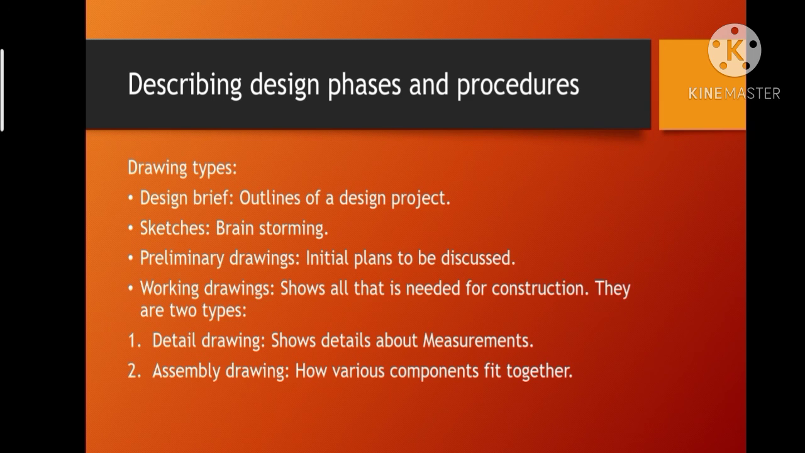هي دي drawing types. يبقى احنا عندنا design phases or procedures. عندنا the first thing is design brief. It's a document that shows the outlines of a design project, that shows the objectives of a project. Then we have the sketches, brainstorming. We put all the ideas that come in our mind in paper, and then we can filter them as we want. The third thing is preliminary drawings, and these are initial plans. So these are the developed sketches.